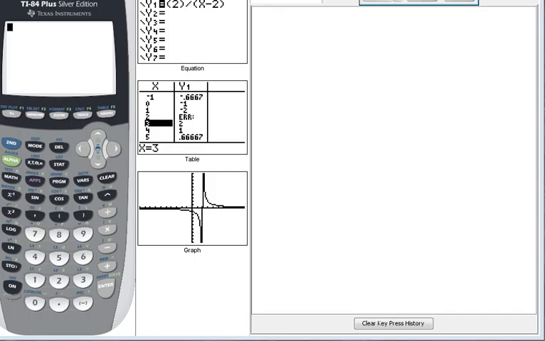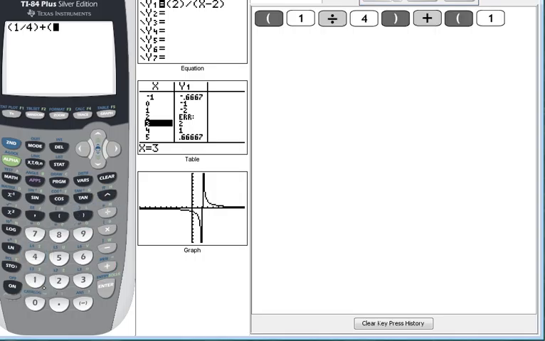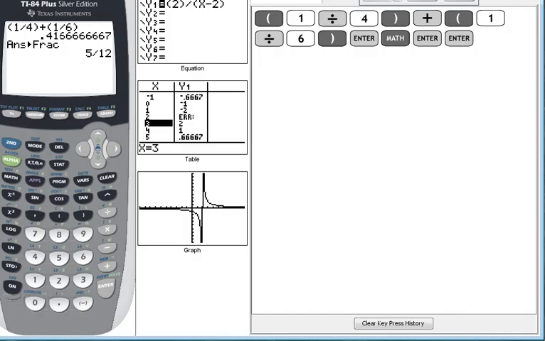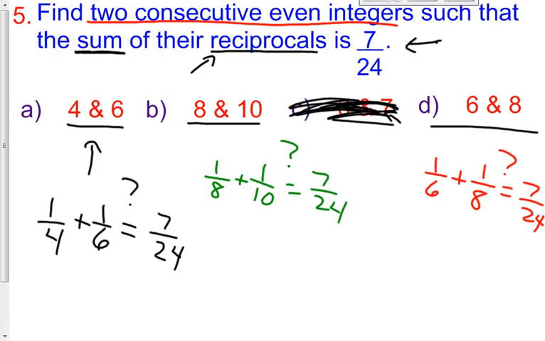So we're at 1/4 plus 1/6. Does that equal 7/24? 1/4 plus 1/6. Is that 7/24? And no, it is 5/12. So I know that letter A is not the right answer. This is not correct. So let's now try letter B.